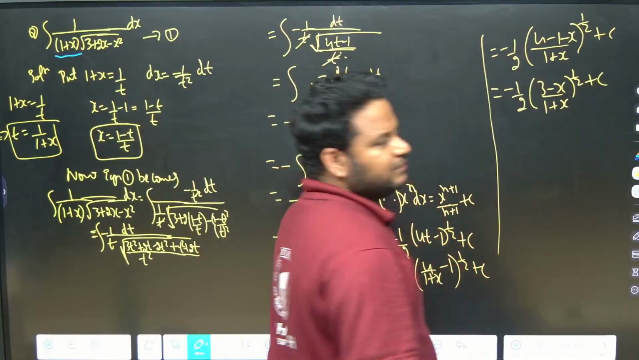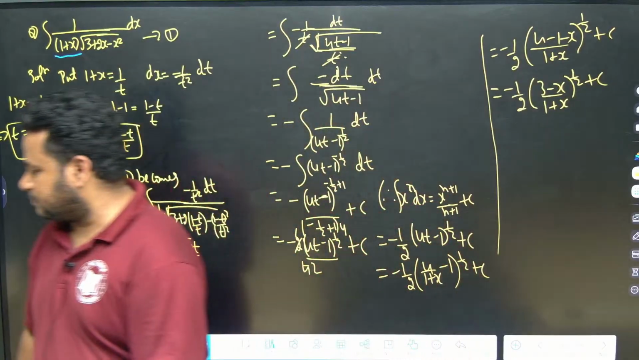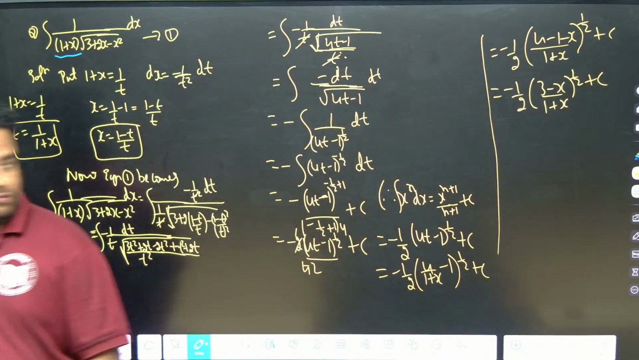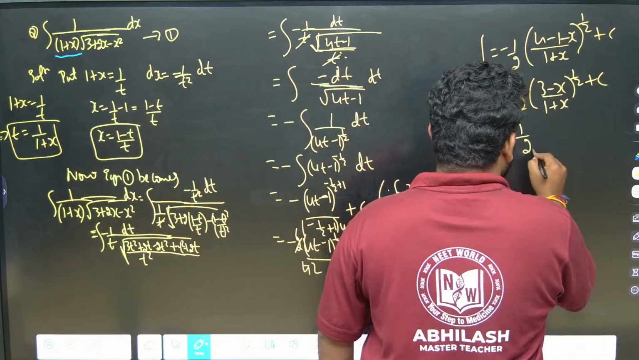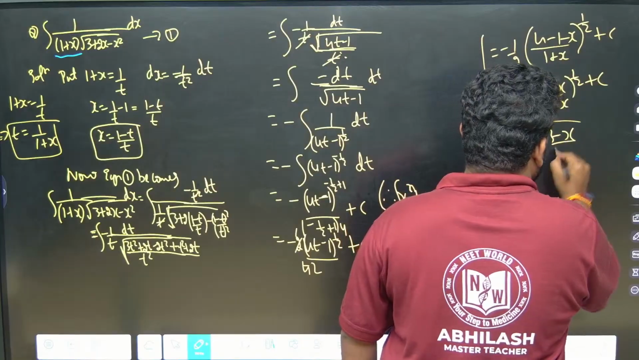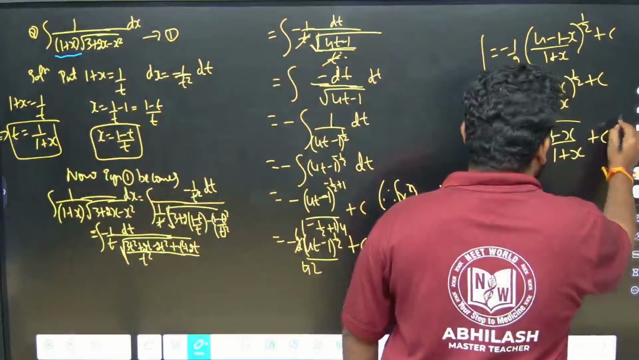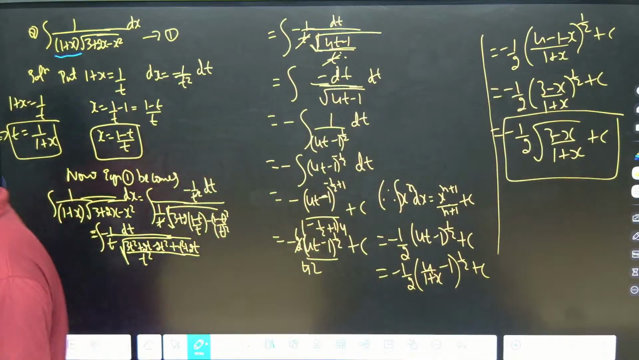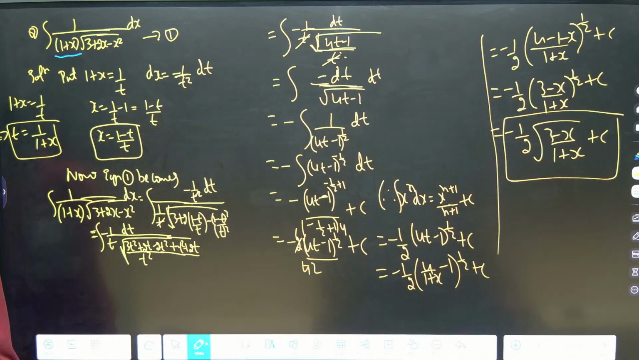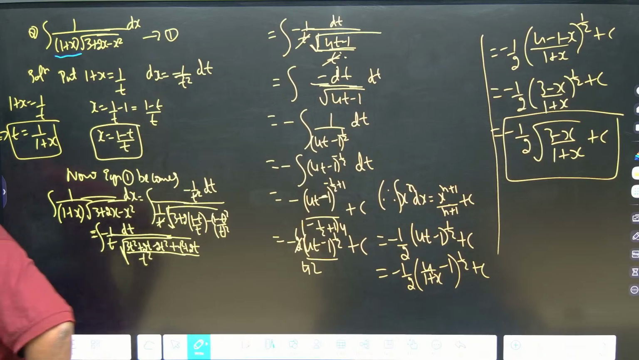To the power of 1 by 2 is nothing but the square root. So this is minus 1 by 2 into square root of (3 minus x by 1 plus x) plus c. This is the final answer, friends. You definitely have to write up till here. This is the final answer to this question. Clear? I hope it is clear.